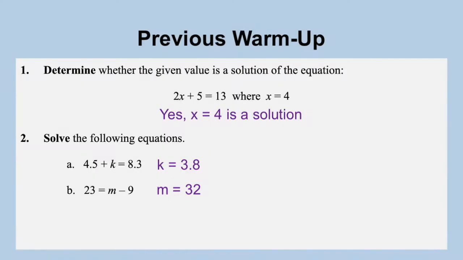Today we are going to be covering section 7.4, which is writing equations in two variables. Let's go over the warm-up from last time, and then let's do a new one. Our previous warm-up asked us to determine whether the value was a solution of the equation, and it turns out that x equals 4 is a solution. When we plug in 4, we find that 2 times 4 is 8, plus 5 does equal 13.